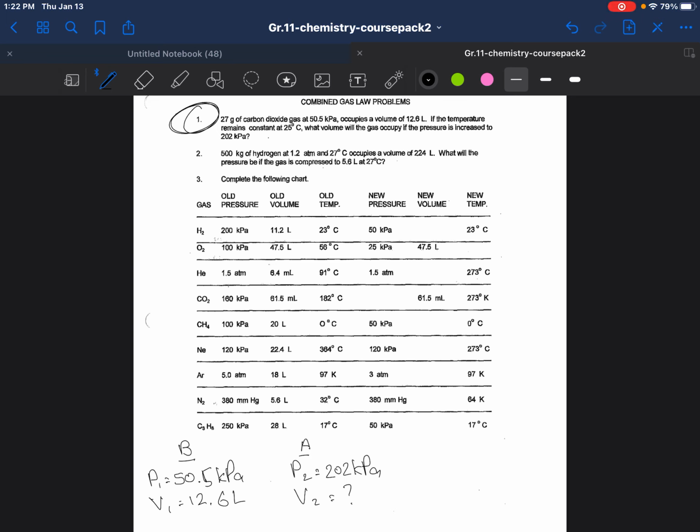So it looked like you increased the pressure, so I should expect volume to decrease. We already did this. This is P1V1 equal to P2V2. So let's put that in. 50.5 times 12.6 is equal to 202 times V2. My answer is going to be in liters because I'm keeping volume in liters, that's for sure. And my final answer, of course, is 3.15 liters. Just as we expected, increase the pressure, decrease the volume.